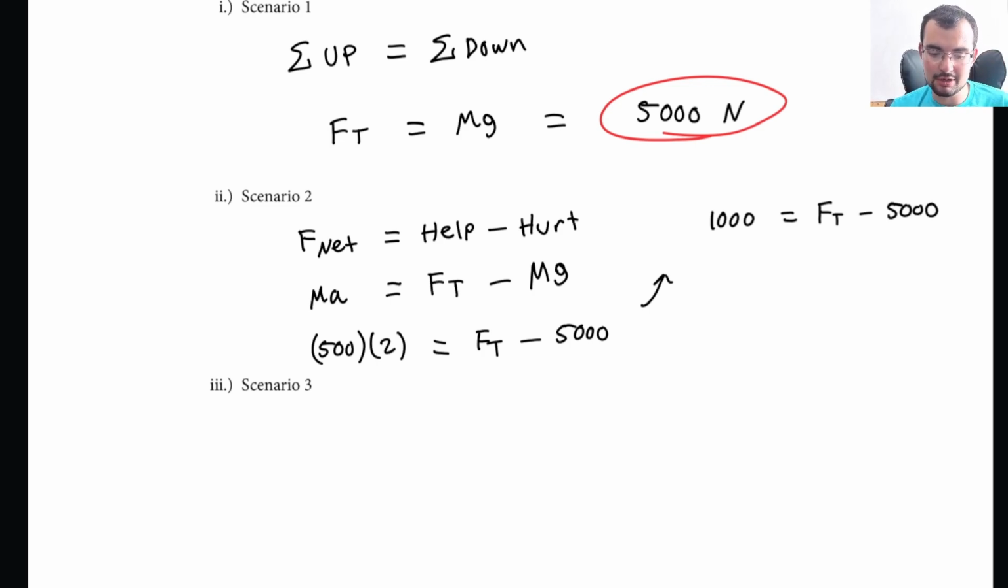So we can take a pause here and make sure this equation makes sense. Knowing the acceleration determines the net force, because F equals ma. And by plugging in, what this tells us is that the net force is 1,000 newtons, which means that tension must beat the weight by 1,000 newtons. So this tells us that the tension force is equal to 6,000 newtons.